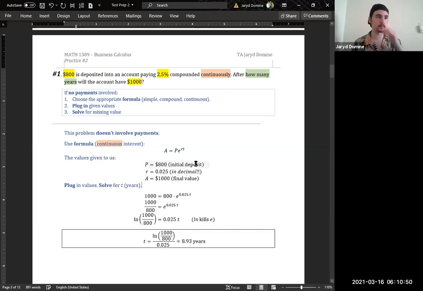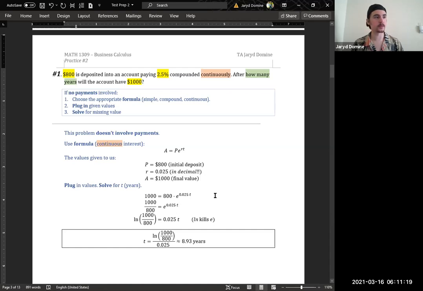Okay. So you need to know when to use this number in decimal or in percent. And there are two different cases, but we'll get to that in a second. Okay, so it tells us R, that's the yearly interest in decimal. So that's 0.025. And then it's asking after how many years will it have $1,000? So at the end of this time frame, it's going to have $1,000. That's the final value. That's A.